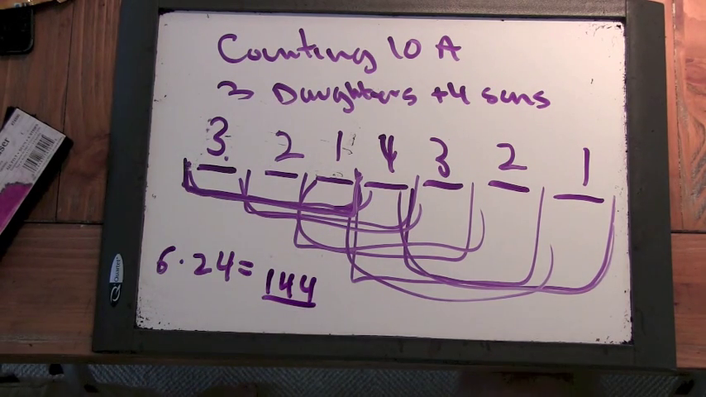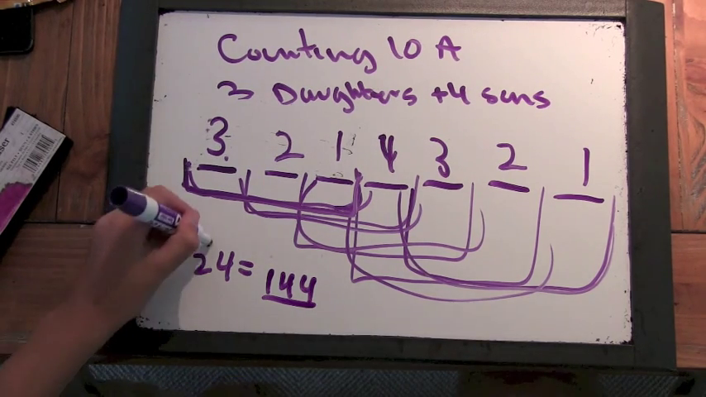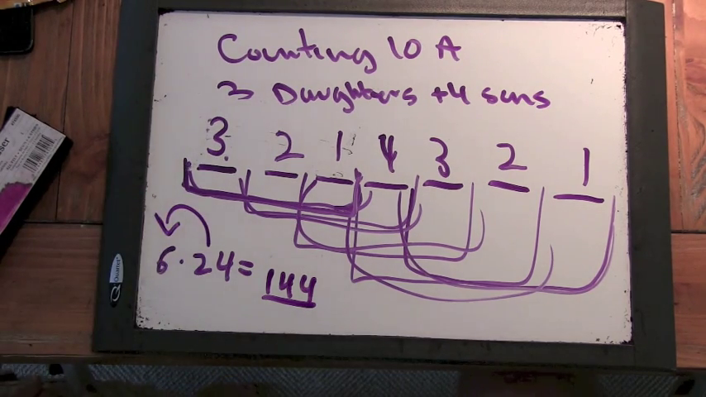Ooh, interesting. Have you ever seen that number, 144, before? It's 12 squared. Why is 6 times 24 the same as 12 times 12? Because you can take a 2 out of the 24 and put it in the 6 and you get 2 12s. Cool. Pretty neat way to multiply that.